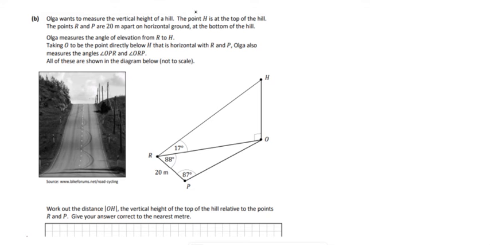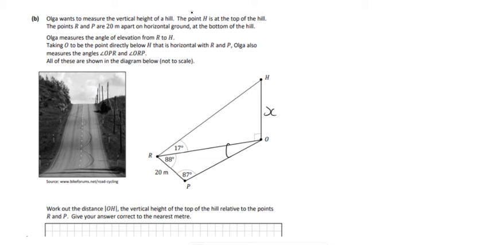Right, so part B then. We can see some triangles, so we know it's going to be trigonometry. Olga wants to measure the vertical distance of a hill, point H. It's OH that we're trying to work out, so you can put an X there for OH.